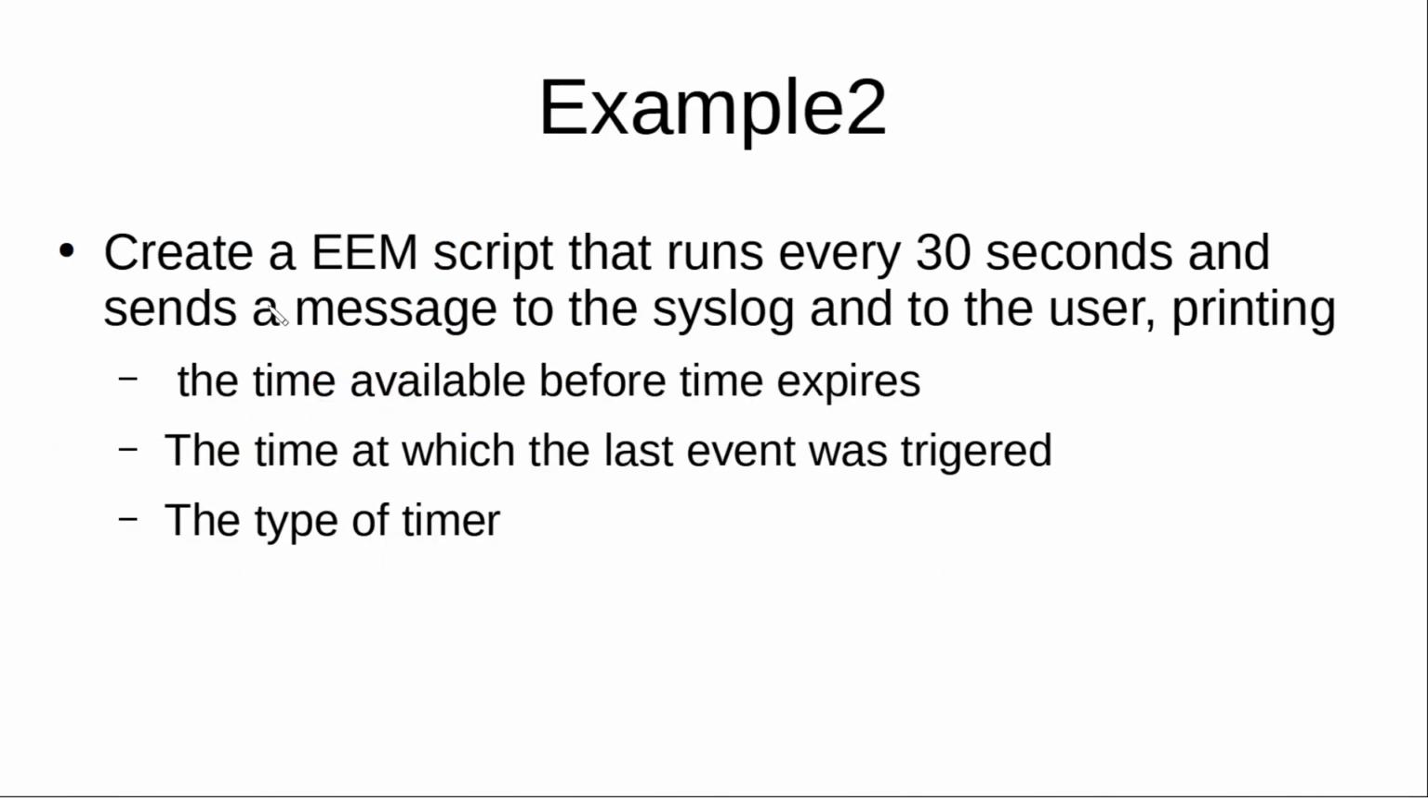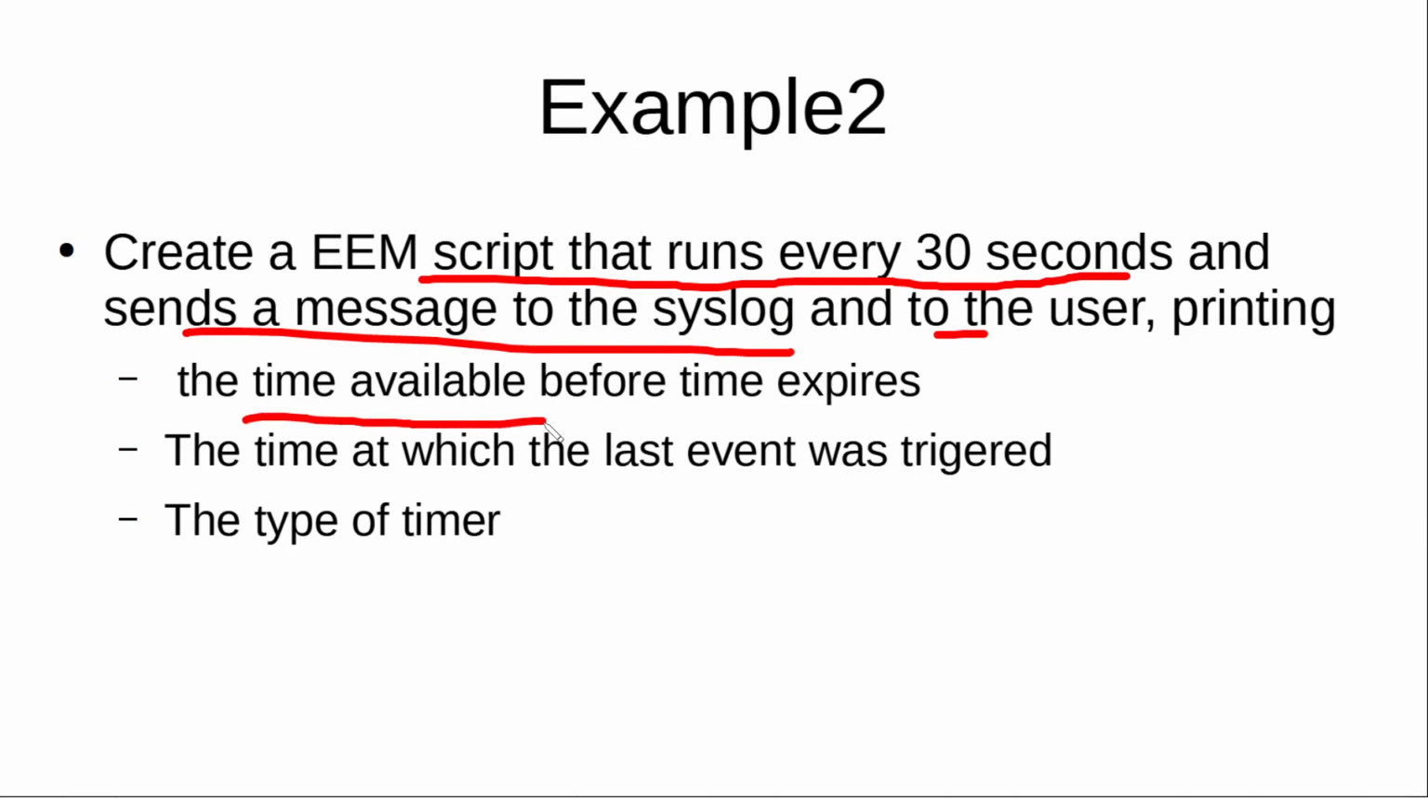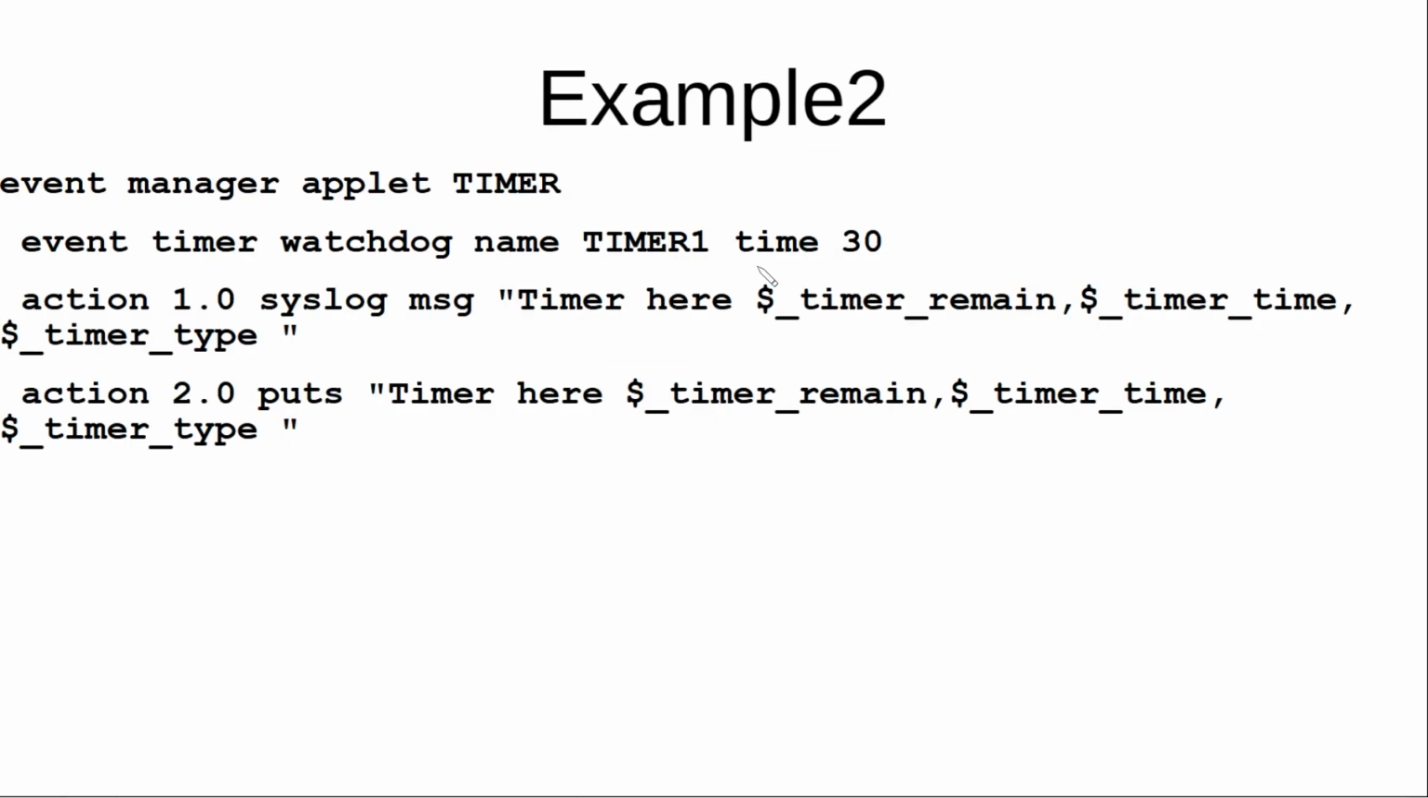And the second example is: create an EEM script that runs every 30 seconds and sends a message to the syslog and to the user, printing the time available before the timer expires, the time at which the last event was triggered, and the type of timer. So the applet will be this.